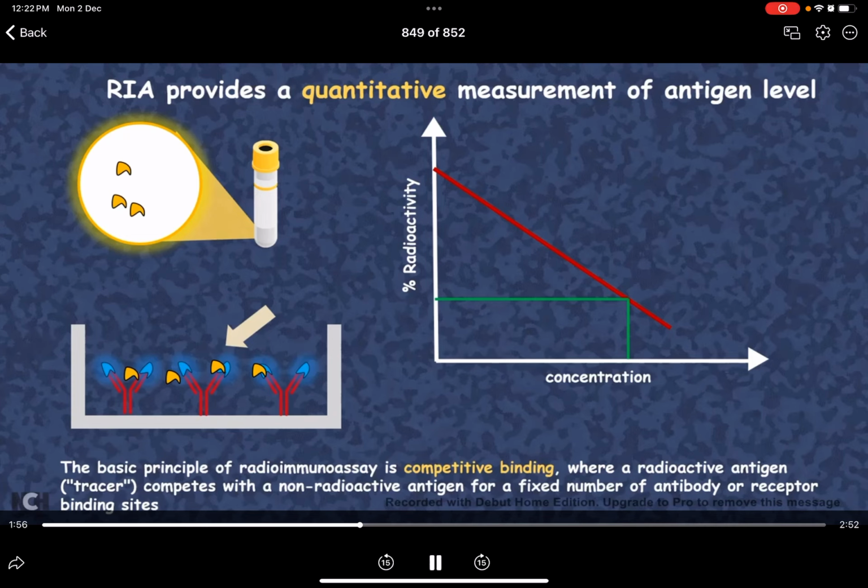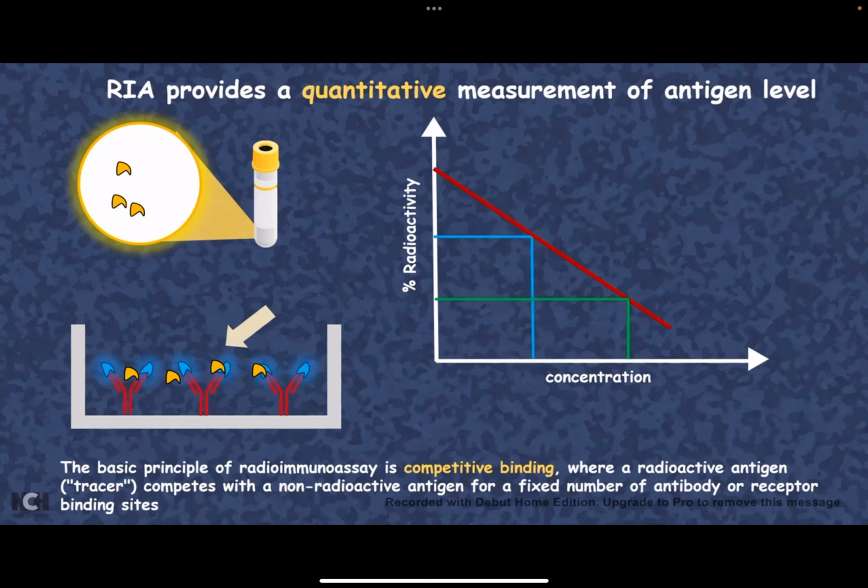Antigen is present, and based on the standard curve we can get an accurate value of the concentration. So if you have a higher concentration, radioactivity would be very low, or the rate of decrease of radioactivity would be quite high. And if you have a low level of antigen in the patient sample, radioactivity won't fall that much.